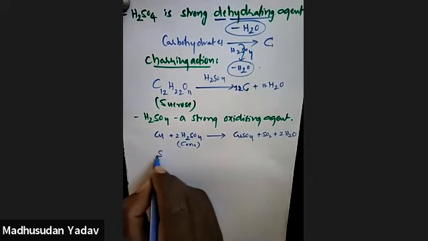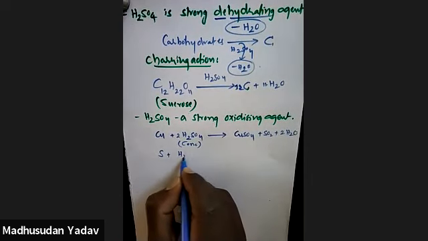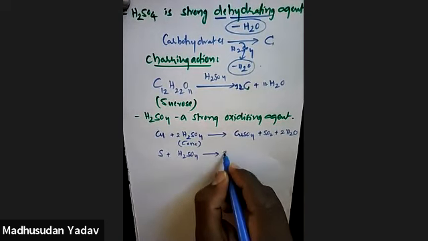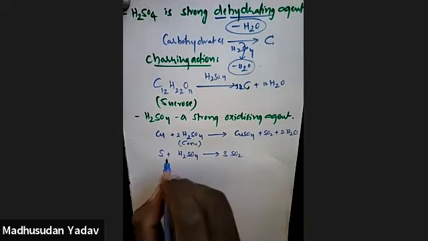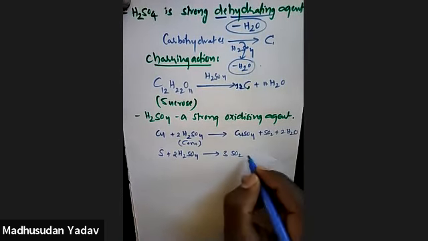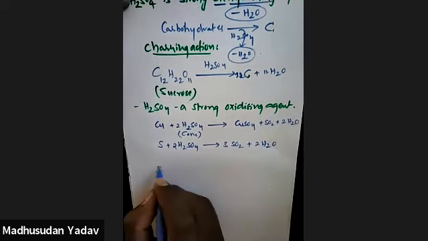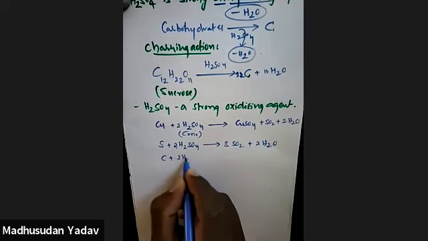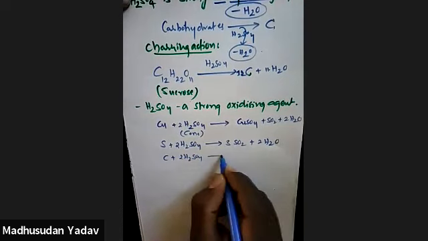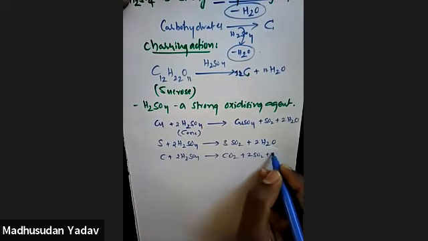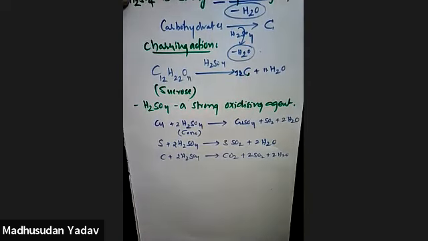Next, sulfur on reaction with sulfuric acid converts into sulfur dioxide and 2 moles of water. Carbon on reaction with sulfuric acid converts to carbon dioxide, 2SO2 and 2H2O. So what to observe here?